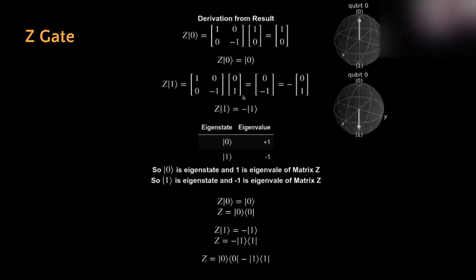So now we know what the Z matrix is, but if we did not know this matrix, we can still get it by deriving it from the definition of the Z gate, finding its eigenvectors and eigenvalues and then calculating the Z matrix. To know more about how we get matrices from the eigenvectors and eigenvalues, you can look at links mentioned in the description.